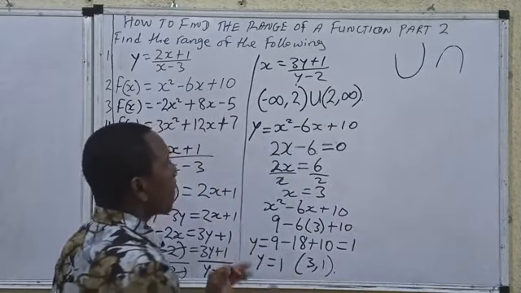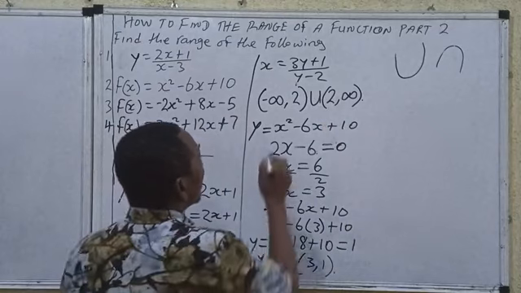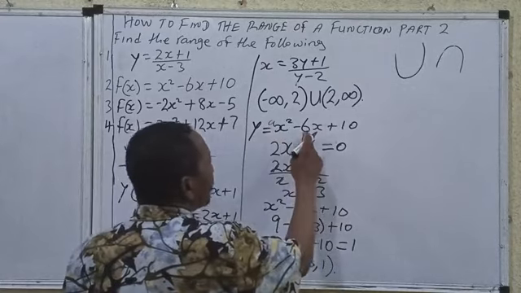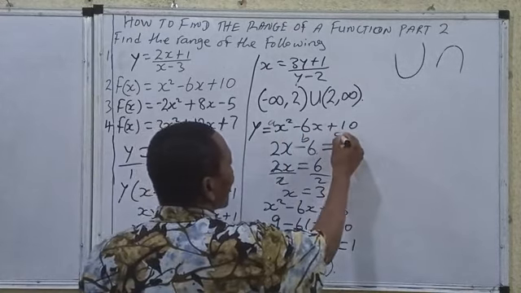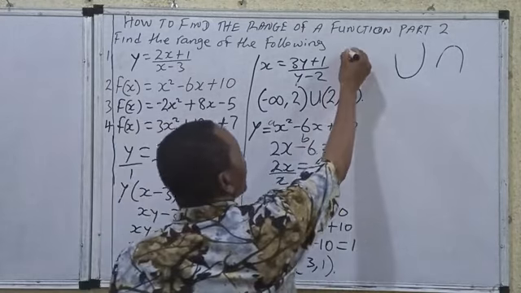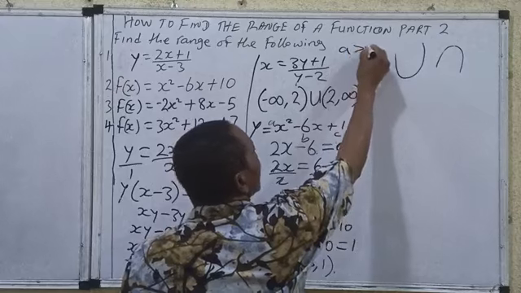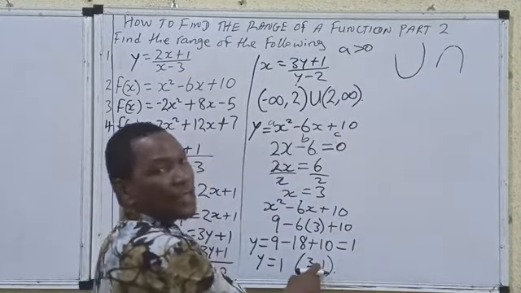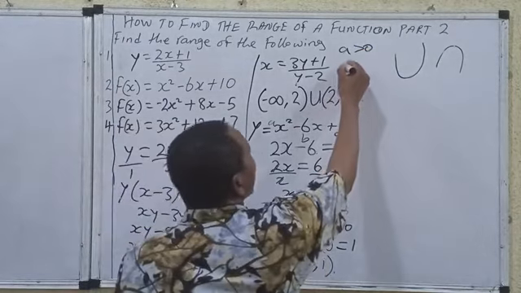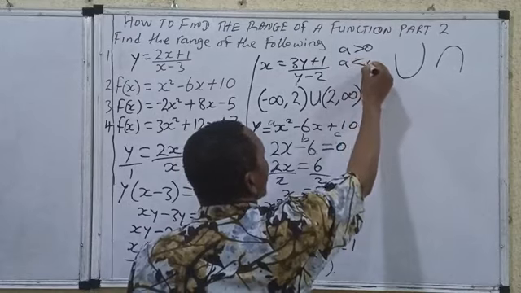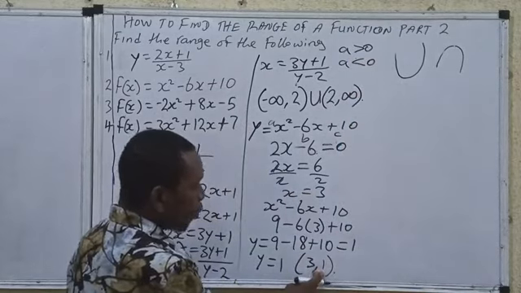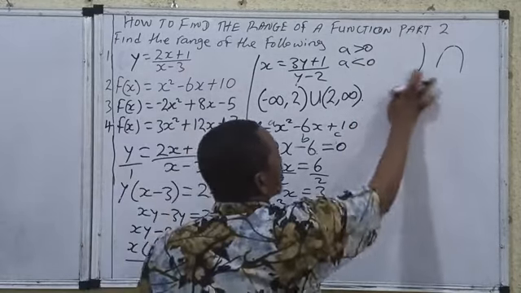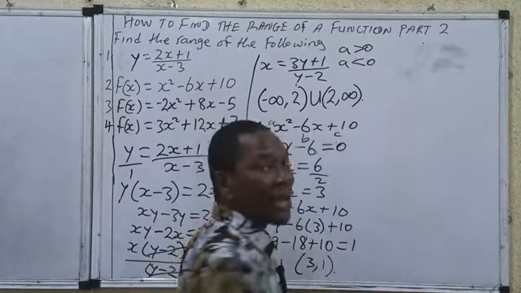We already have our answer, but I'll just tell you what to do. This is A. Remember, this is B. So A here is 1, B here is minus 6, and this is C. If A is greater than 0, this vertex you see is actually the minimum. And if A is less than 0, the vertex of the y is actually the maximum. So remember that rule. That rule will save you.